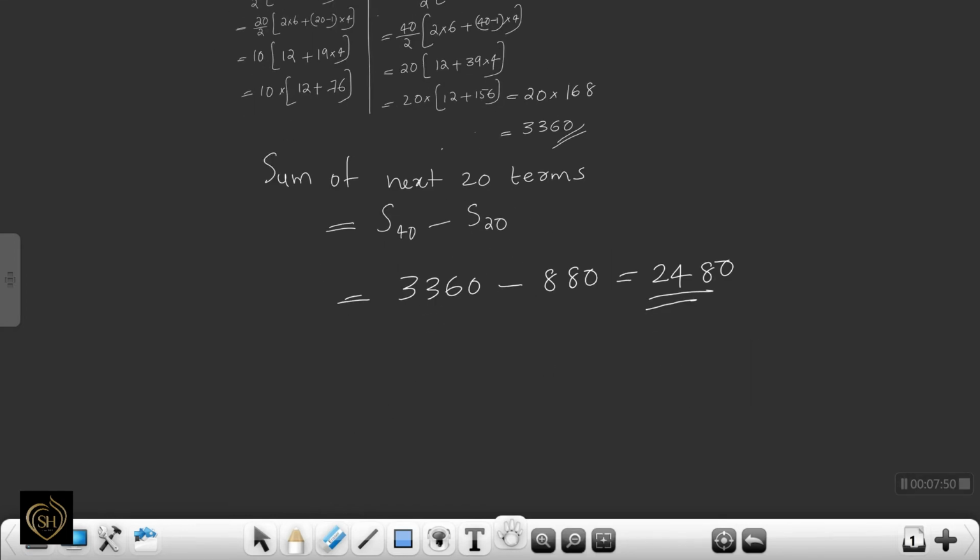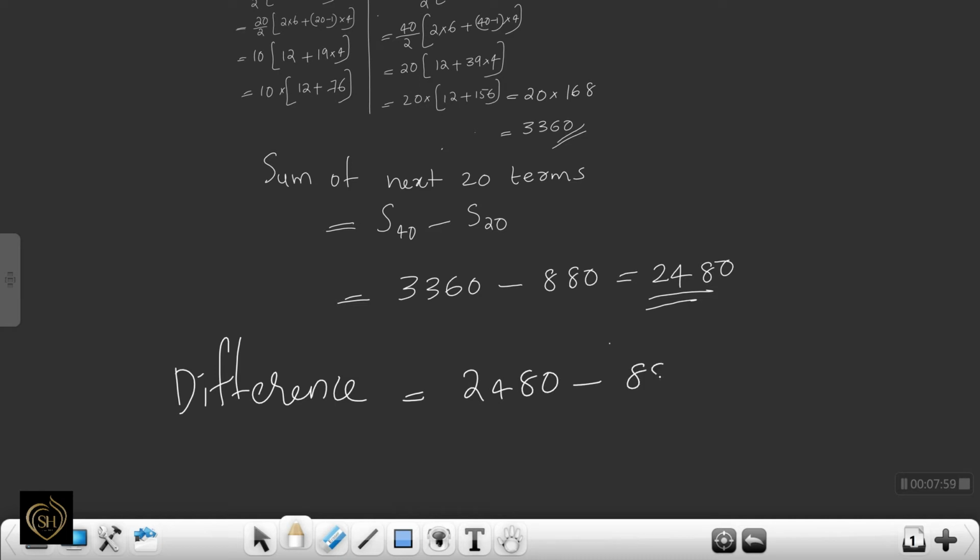Now the difference between the sums is 2480 minus 880, which is equal to 1600. This is the difference between the sum of the first 20 terms and the next 20 terms of this sequence.